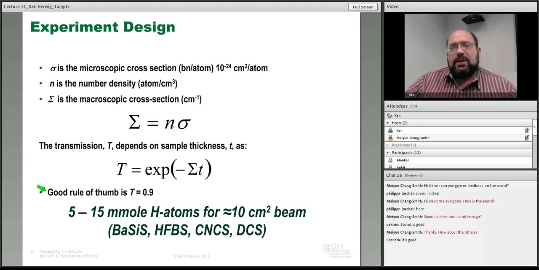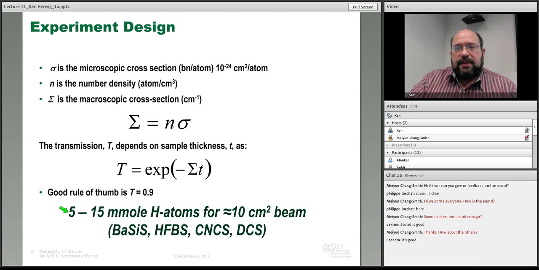Once the neutron is scattered more than once, it's very difficult to interpret the data. People have tried to do stronger scattering samples and then do Monte Carlo simulations of the sample to try to extract the single scattering information. But in general, most people tend to keep their samples around 90% transmission.